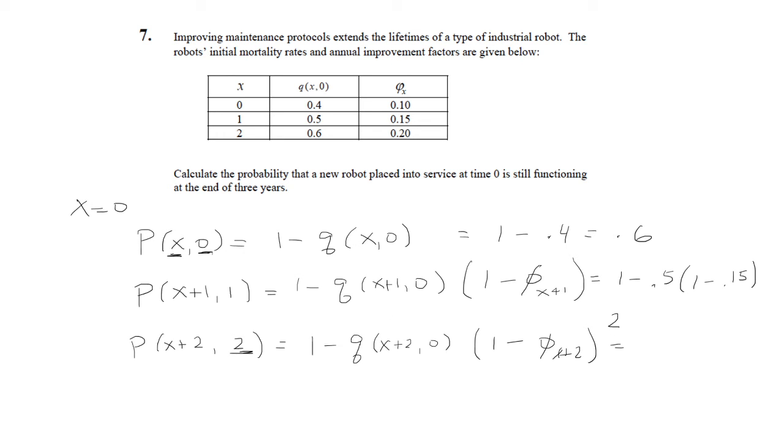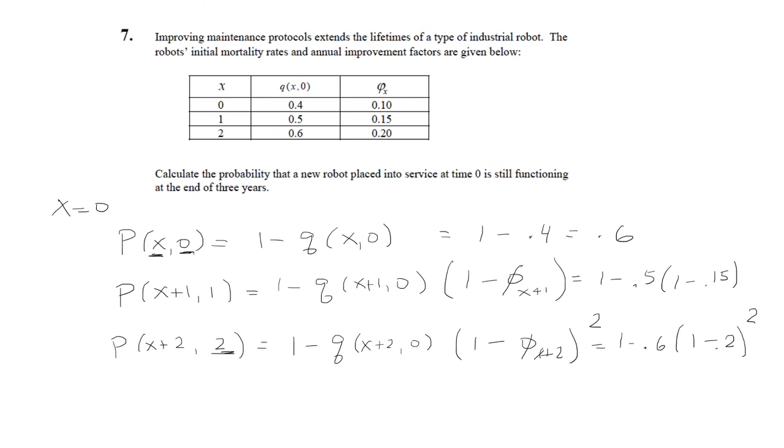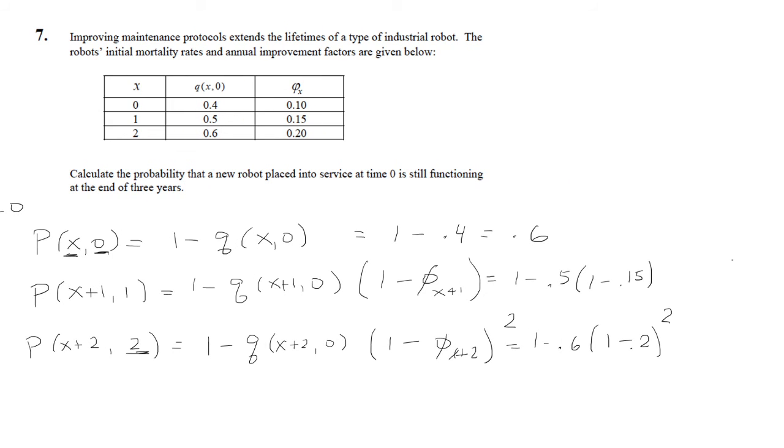And then finally, we have 1 minus q of x plus 2, 0. So that's just, in other words, q of 2, comma 0, which is 0.6. And then the improvement factor is 1 minus 0.2, quantity squared. So we'll go another step here and simplify these. So this one is 0.575, and this is 0.616.